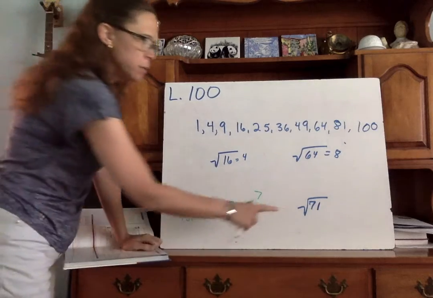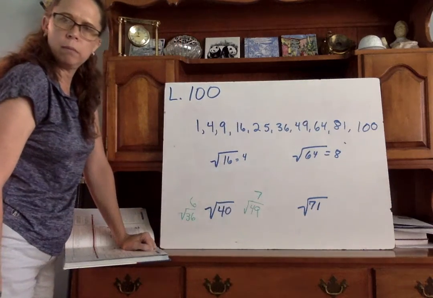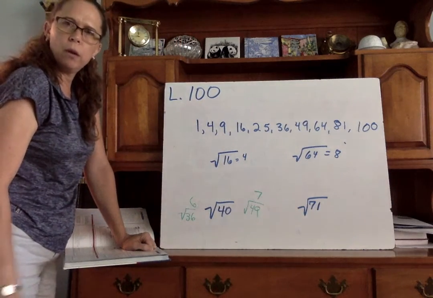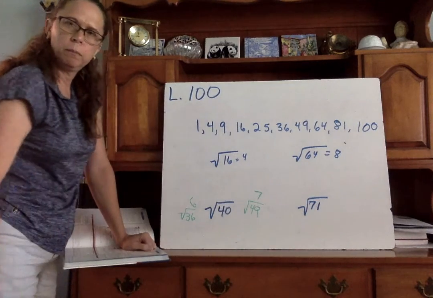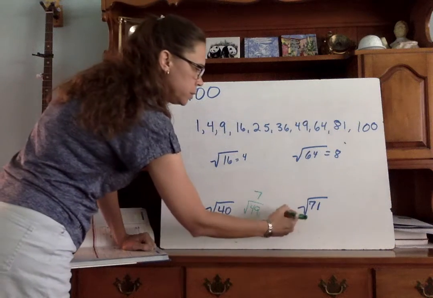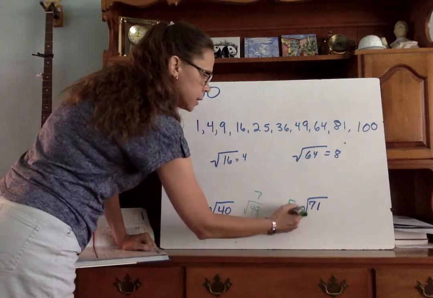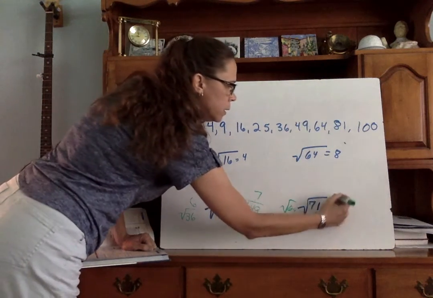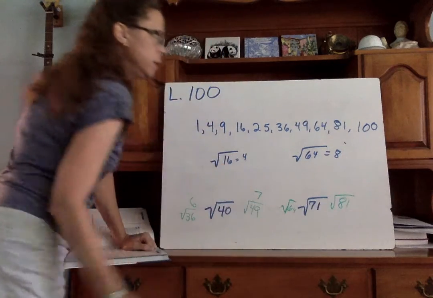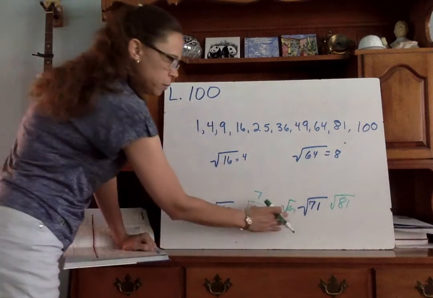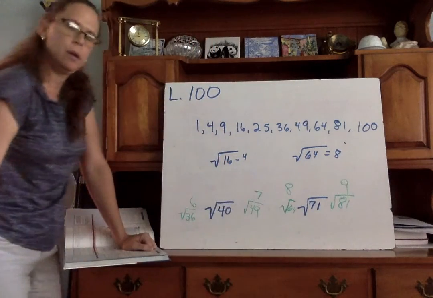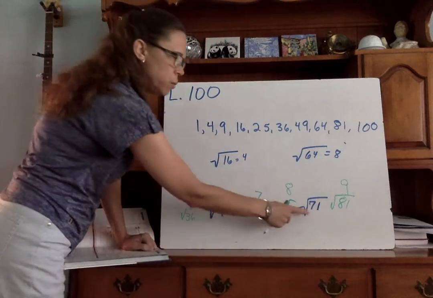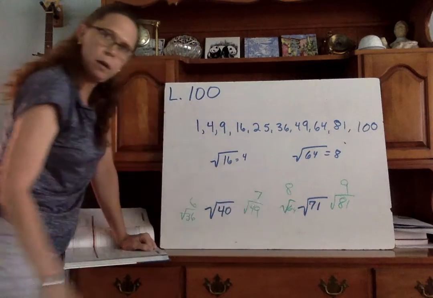So think about the square root of 71. Think about the perfect square that is just below that and the perfect square that is just above that. Hopefully you said 64 is just below and 81 is just above. The root of 64 is 8. The root of 81 is 9. So the square root of 71 is going to be between 8 and 9.